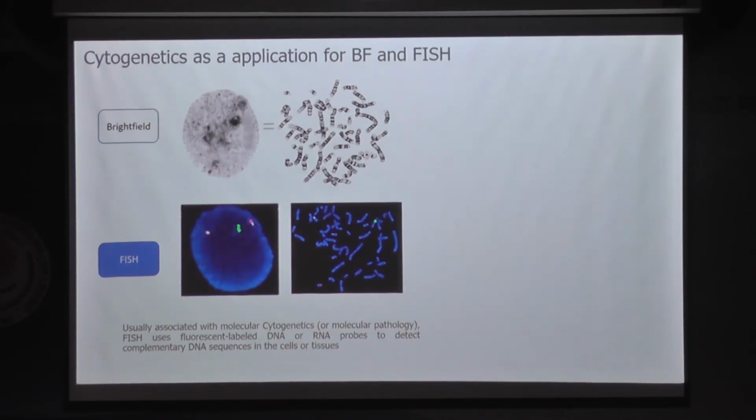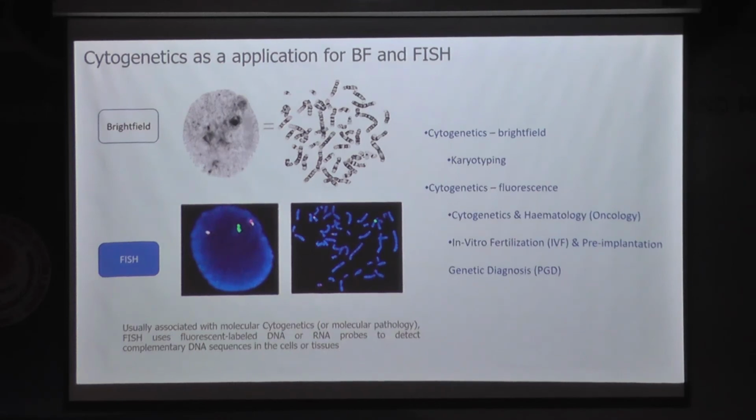The probes are in the form of fluorophores. Those fluorophores can be hunted with the help of fluorescence microscopy. This is one good application we would like to discuss. And karyotyping, as long as it is done, is all bright field. But with fluorescence, you can have applications in cytogenetics and hematology. It is used in PGD, that is preimplantation genetic diagnosis.